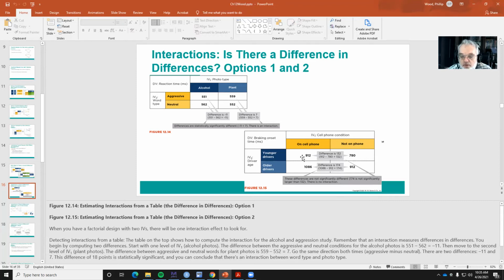Similarly, I can do the same thing horizontally. If we're going to the cell phone condition, I can look at the younger drivers and say, oh, for younger drivers, it's 132, and for older drivers, it's 174. Is that difference, 132 versus 174, different across age groups?